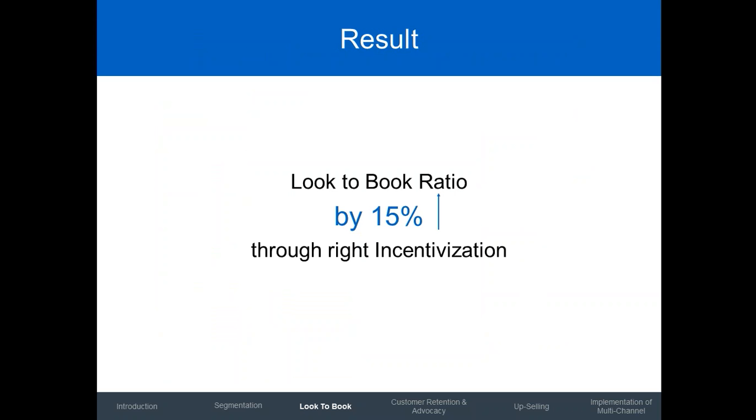This has been quite fruitful, and in fact, we have seen that if you are able to put across a flow chart, identify a segment, and put across a different communication at different points, your look to book ratio can go up as high as 15%. But the key is identifying the right segment and choosing the right channel. There is no success formula. You have to try multiple times, look at the data, go back to the drawing board, and make changes again till you get it right. I'll move to the next slide.